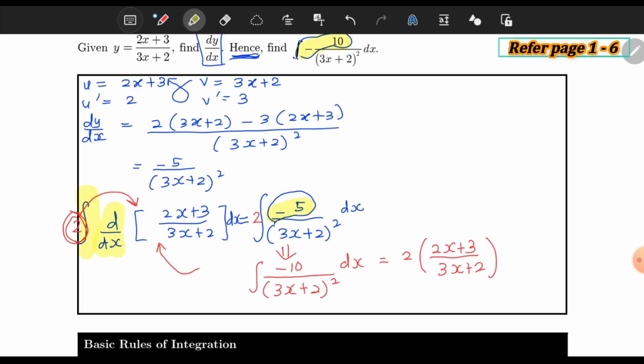And then don't forget to write plus c because the integral now is an indefinite integral. So we need to write the integral constant plus c here. And for the final answer, we can expand and we will get (4x plus 6) over (3x plus 2) and plus c.